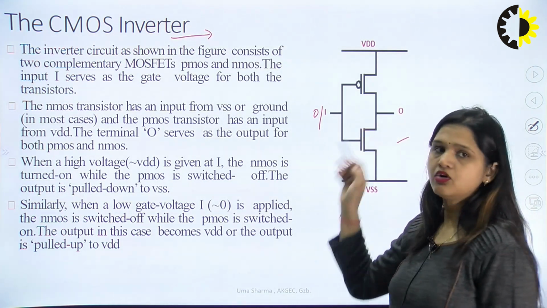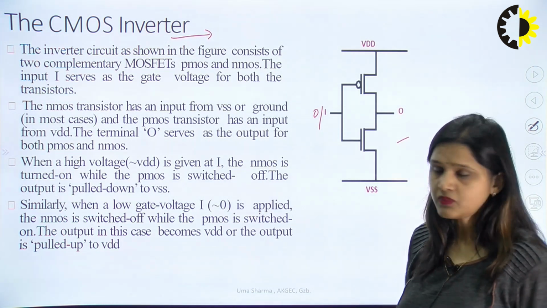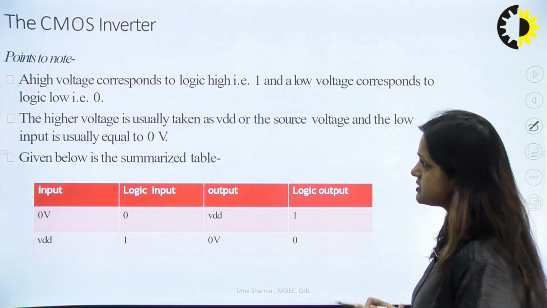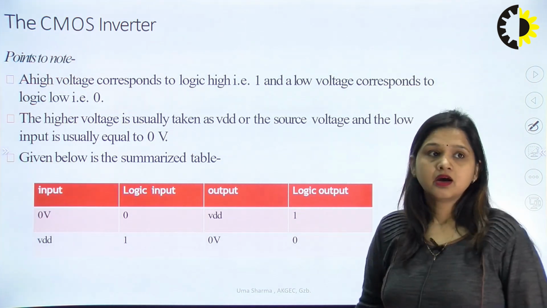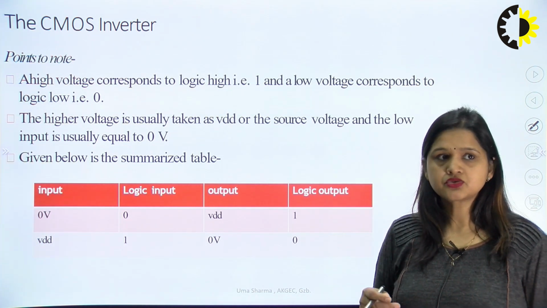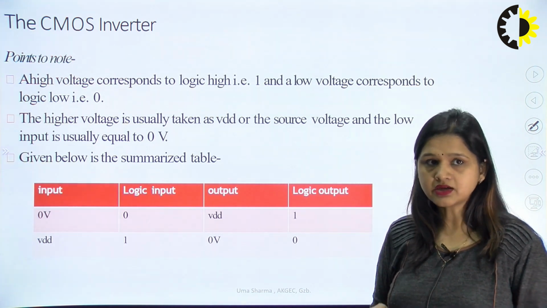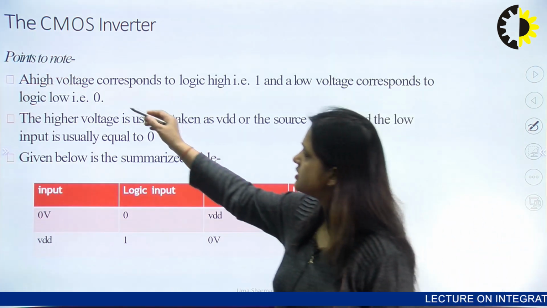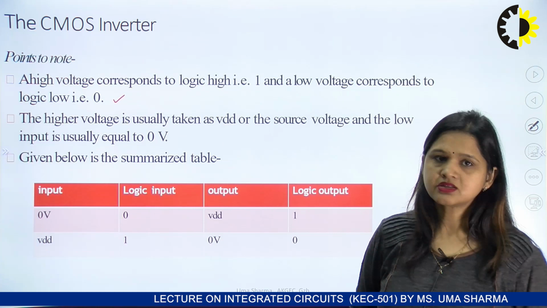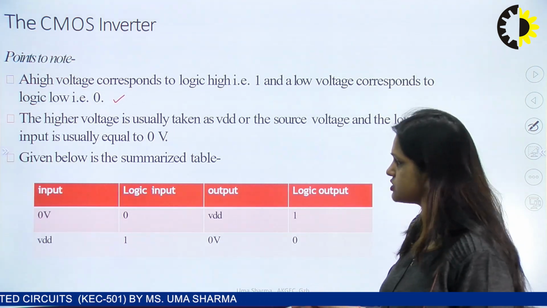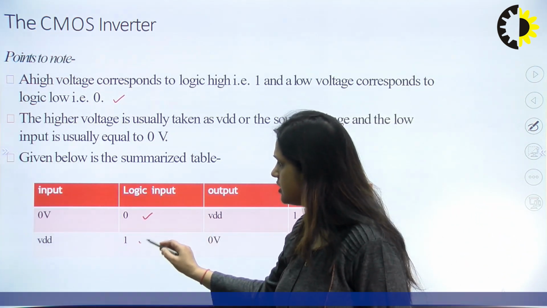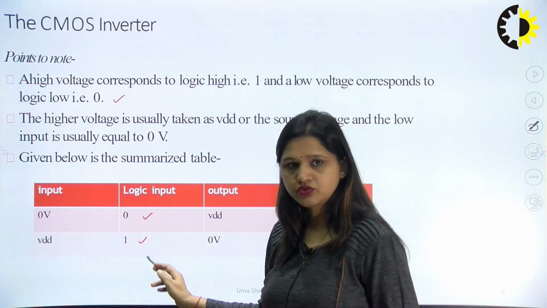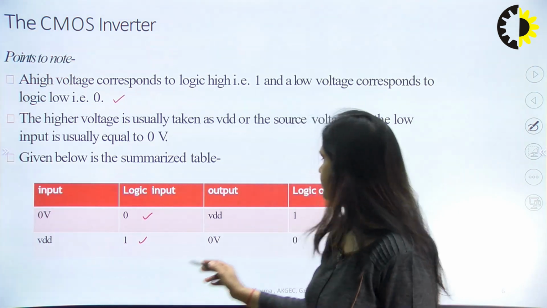So you can see the operation of the inverter from this slide. Now, there are some points which are very important. A high voltage is considered logic high, which is equivalent to 1, and low voltage corresponds to logic low, which is equivalent to 0. So in digital there are only two logic levels, logic 1 and logic 0, and 0 voltage is equivalent to 0 input and VDD is equivalent to high input, which equals 1.